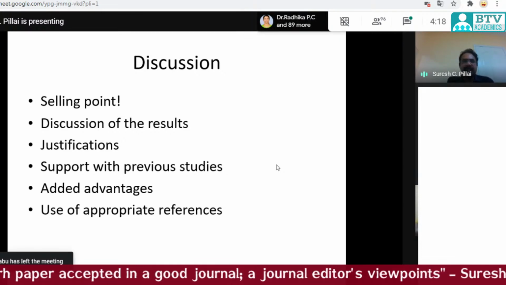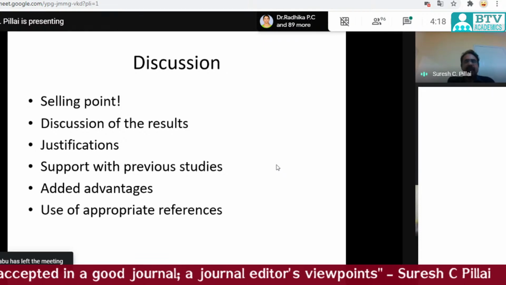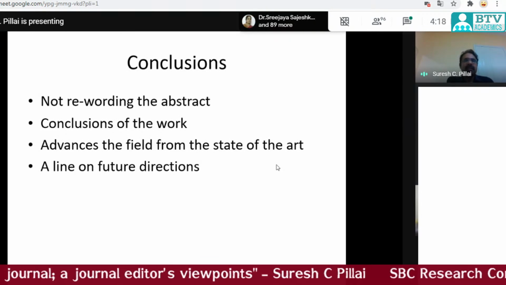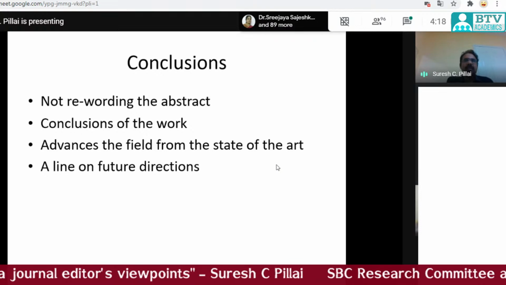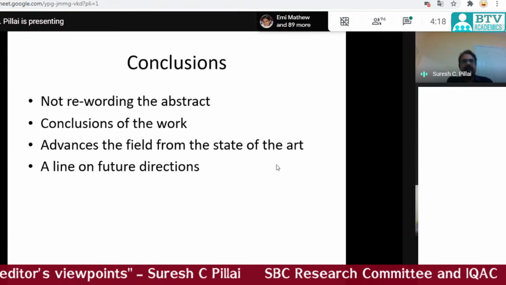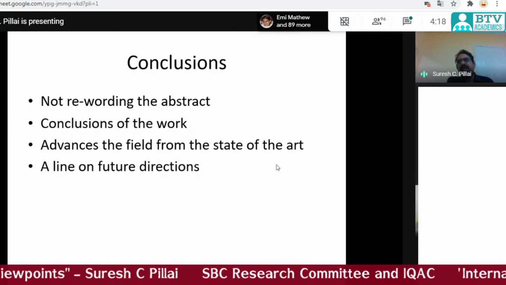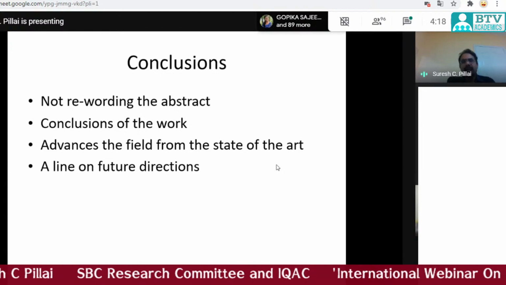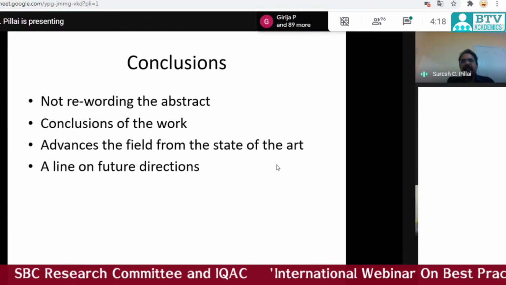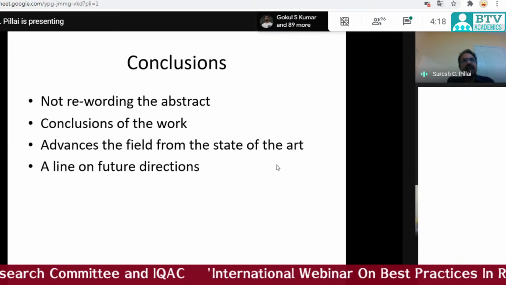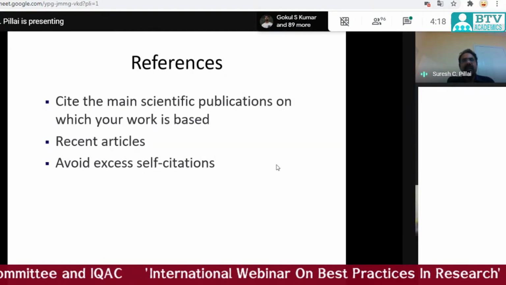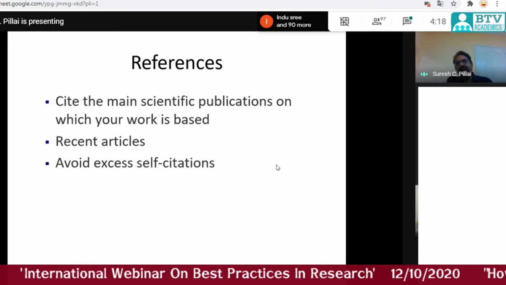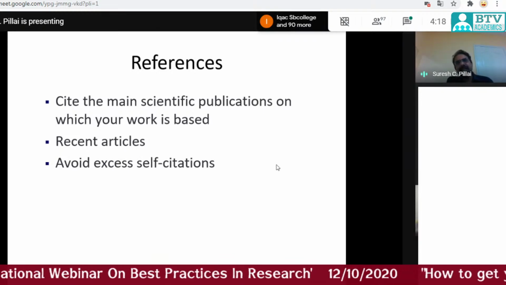What are the added advantages there? And use of appropriate references. That's very, very important. Conclusions. Conclusions are not rewording the abstract. Abstract and conclusions are totally different. Conclusions means conclusions of your work. What are the conclusions of your work? Advances of the field from the state of the art. You can write a line on the future directions as well. Then you can write the references, cite the main scientific publications, recent articles, and avoid excess self-citations.